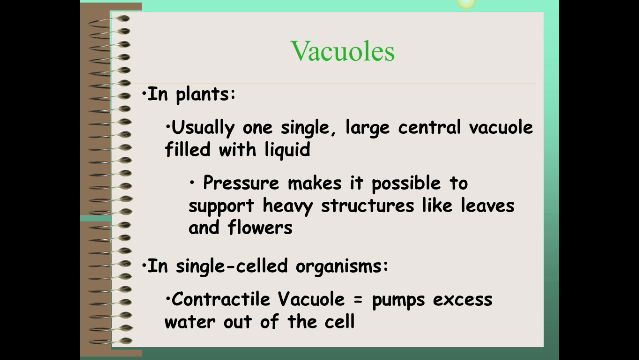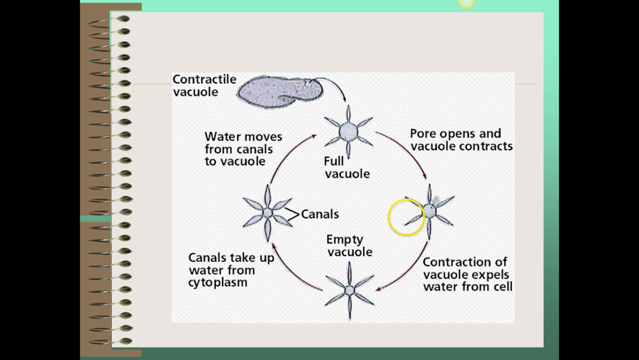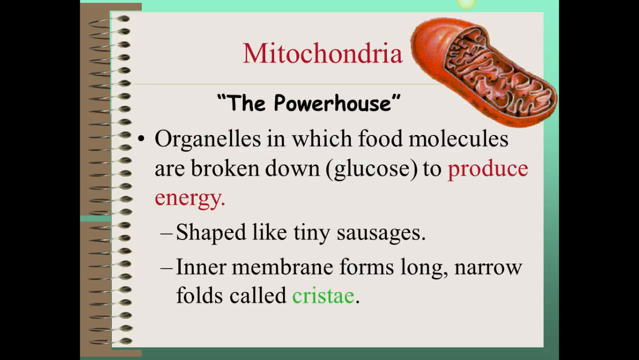And in your single-cell organisms, such as your bacteria and paramecium and stuff, the contractile vacuole contracts and pumps excessive water out of the cell. And this is what the contractile vacuole looks like. This is a paramecium with the cilia on the outside, and then your contractile vacuole that opens and closes, that causes things to move. So it moves the water in and out of the canals.